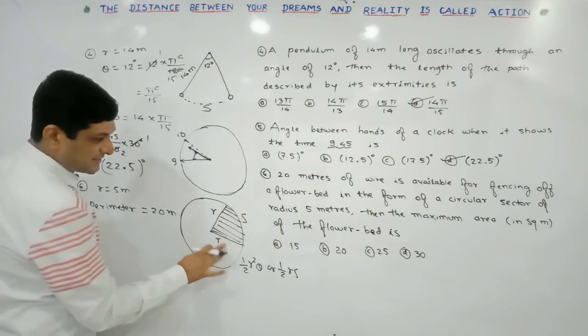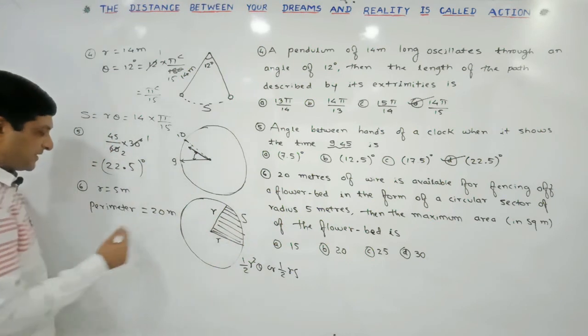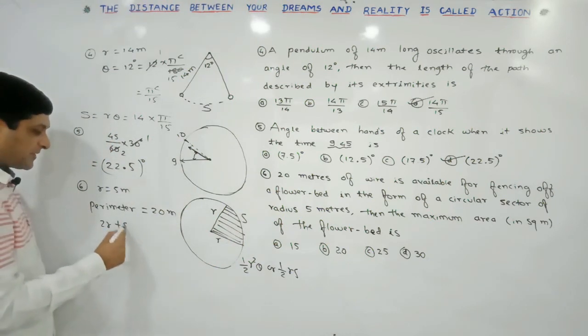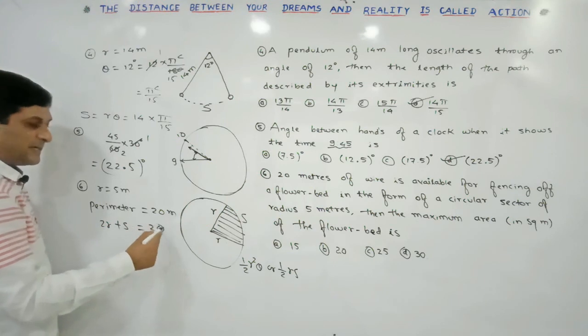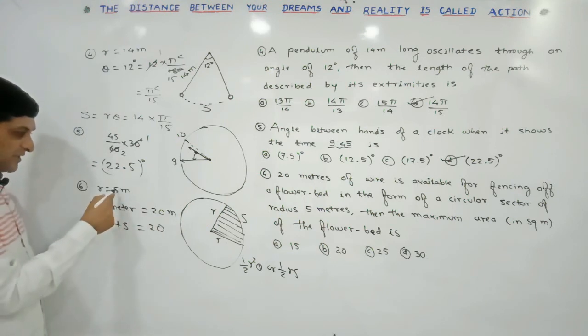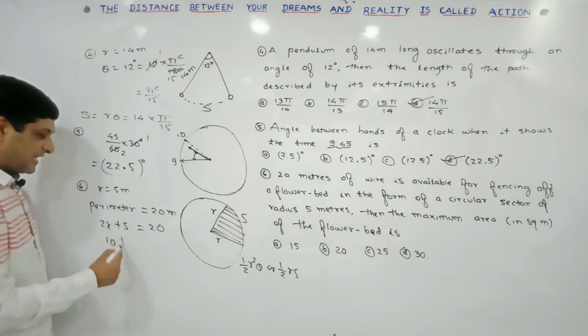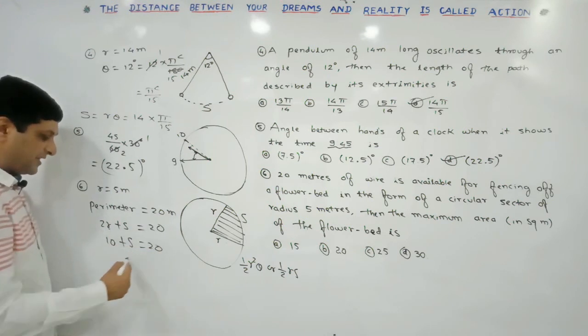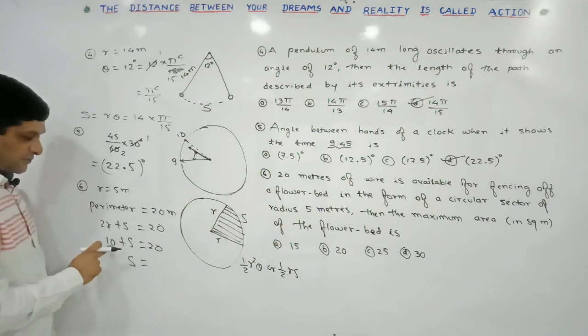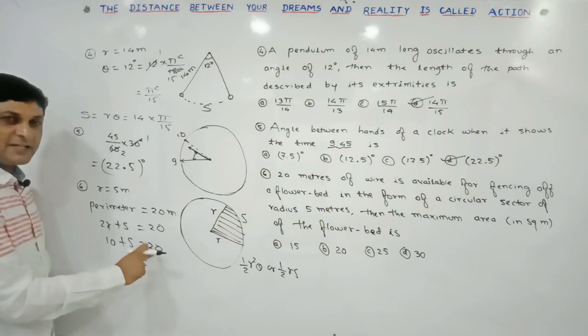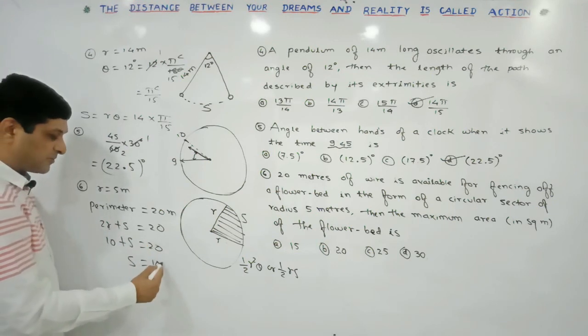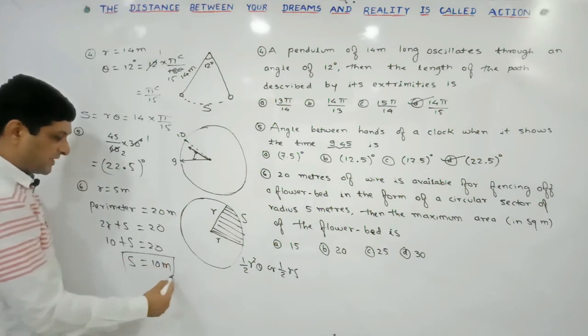R plus this R plus S means R plus R will be equal to 2R, and 2R plus S equals 20. It is given to us, but R is equal to what? 5. Substituting R equal to 5, 5 2s are 10, so 10 plus S is equal to 20. This implies S is equal to 20 minus 10, since plus 10 on this side becomes minus 10, which is 10. So S will be equal to 10 meter.